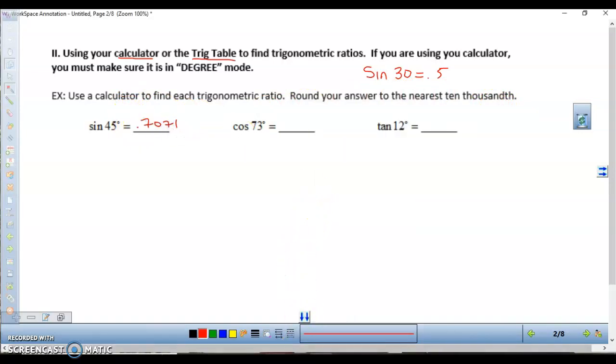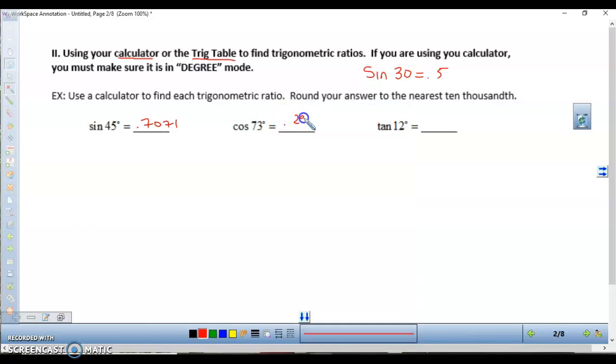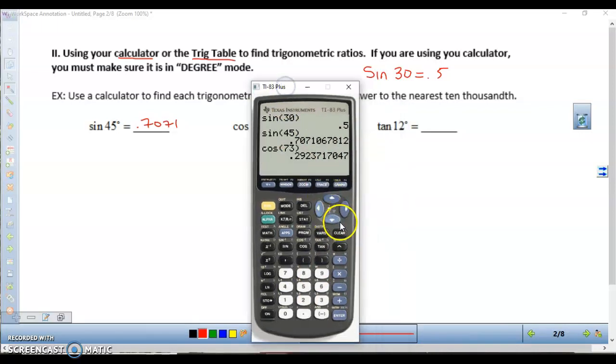All right, and the cosine of 73 degrees. So let's say, all right, what's the cosine of 73 degrees? 0.2924. And what's the tangent of 12 degrees? You just take your calculator, type in tangent 12 degrees. 0.2126.